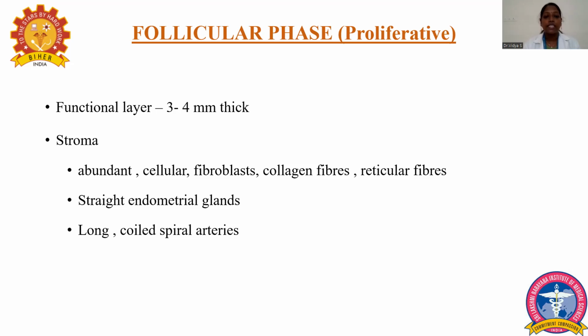The stroma consists of abundant cells, the fibroblastic cells, collagen fibers, and reticular fibers. It consists of straight endometrial glands, which secrete the endometrial fluids. So that comes under the stroma of the follicular phase, and it has long and coiled spiral arteries. So when you have a histological picture of the follicular phase, we can see the coiled spiral arteries in the stromal layer of the proliferative phase.